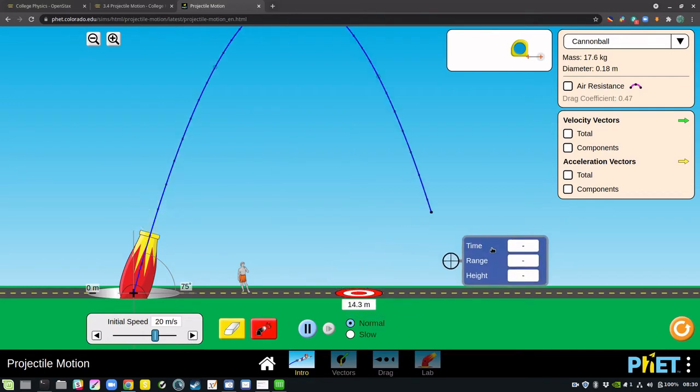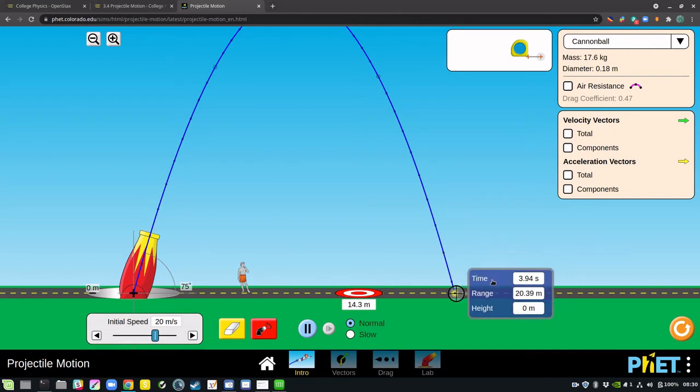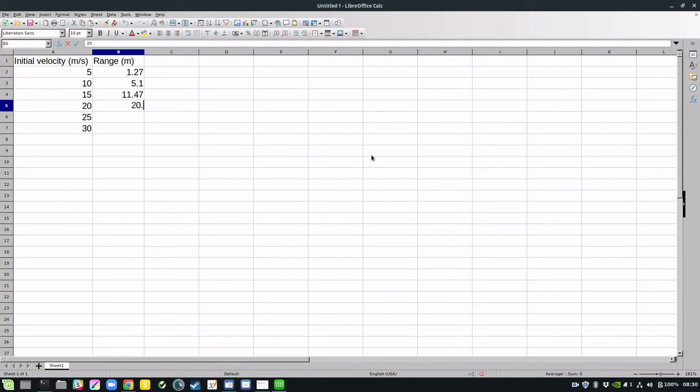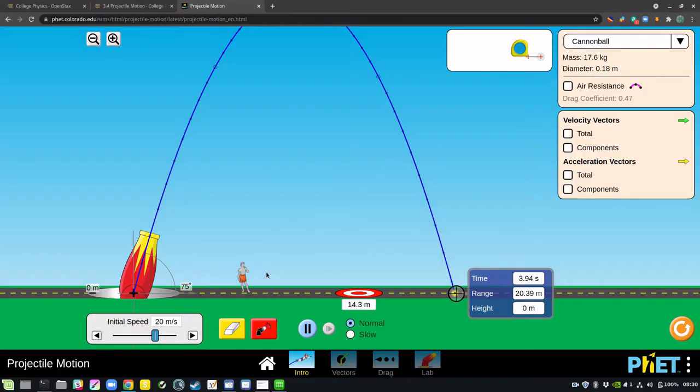So the ball is going to spend some time above the screen now. Range, 20.4, 20.39 meters, and then 1, 2, 3, 4, 5, fire.